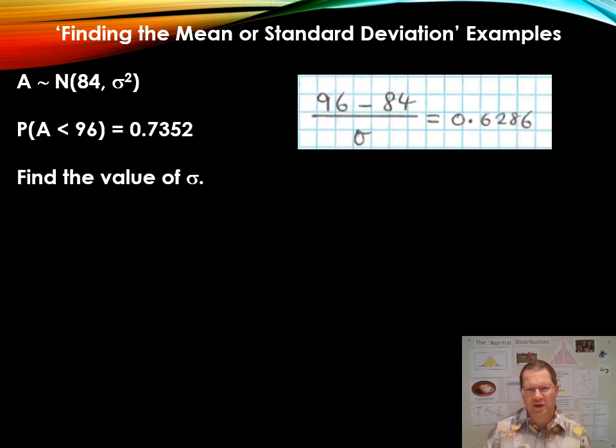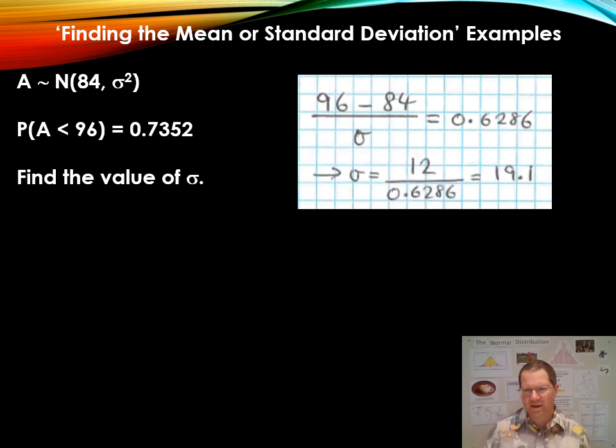So using the formula from the percentage points video, x is 96, I take away the mean of 84, I divide by the standard deviation, and that gives me 0.6286. And then if I rearrange it, 96 take away 84 is 12. So sigma, standard deviation, is 12 divided by 0.6286, which is 19.1 to 3 significant figures.